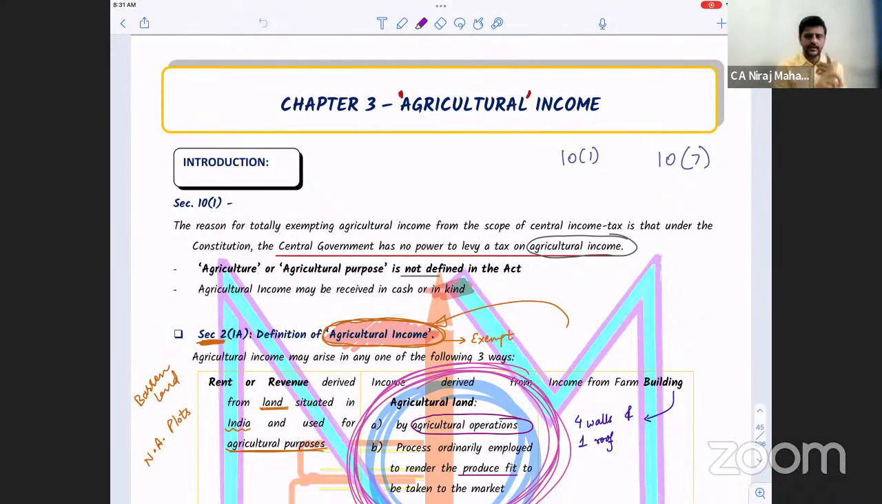Are you getting my point? We are earning income from farm building. The building is around the agricultural land. The agricultural land has to be in the rural area. Then, bacho, the income from farm building is exempt. That was the logic yesterday. We have seen that, correct, everybody? So it has to be a rural agricultural land.